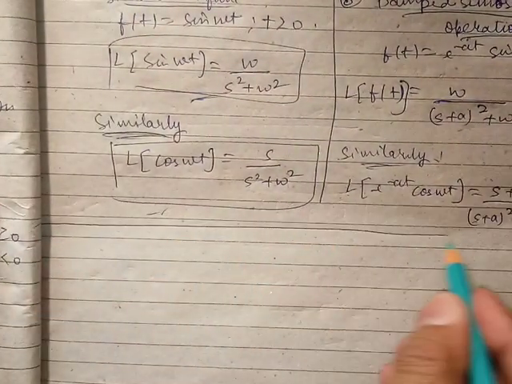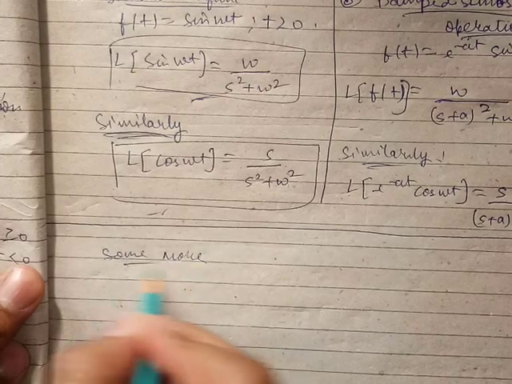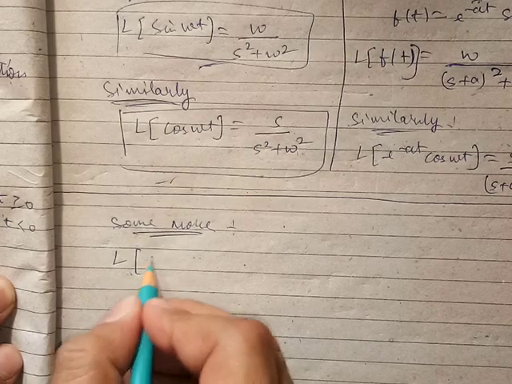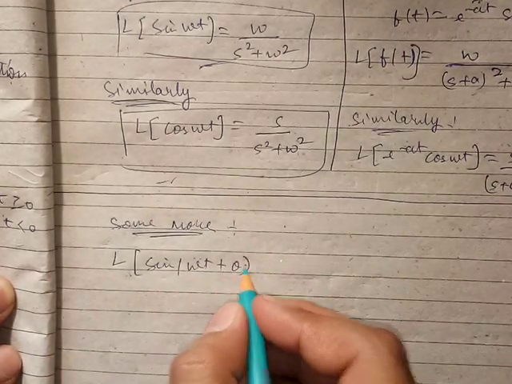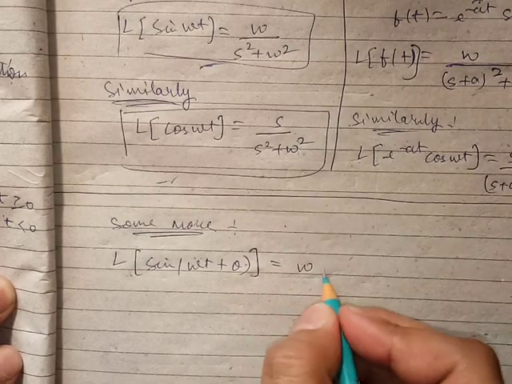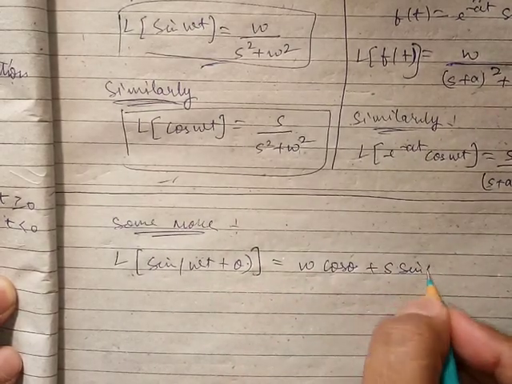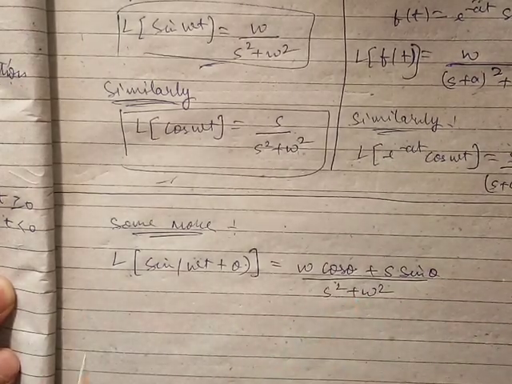Now some more, because we need to cover all. So let's take sine of omega t plus theta. It is given by omega cos of theta plus s sine theta on s square plus omega square.